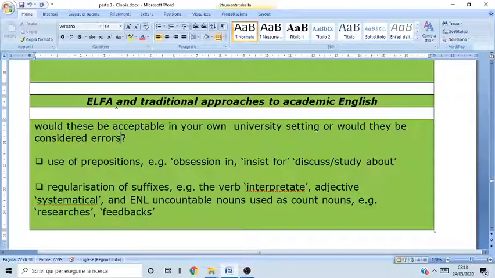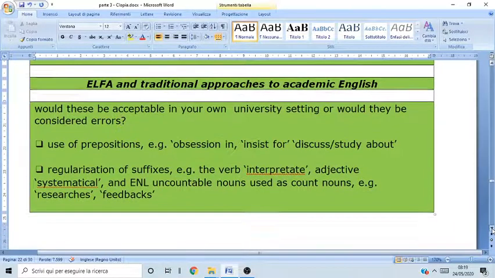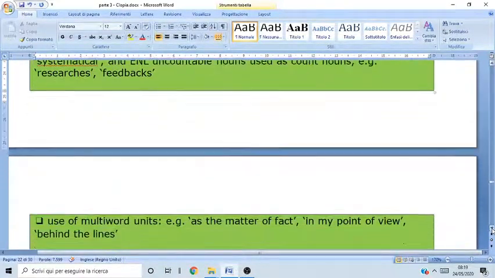Would these be considered mistakes, errors, or not? And the answer is pretty simple. The use of, let's say, prepositions, meaning that you use the wrong preposition at university, like obsession in, insist for, or study or discuss about. What would happen if you said something like this? Or if you regularize suffixes like interpretate, or use adjectives like systematical, or use uncountable nouns as count nouns like researches or feedbacks. Well, for you, the answer is quite obvious.